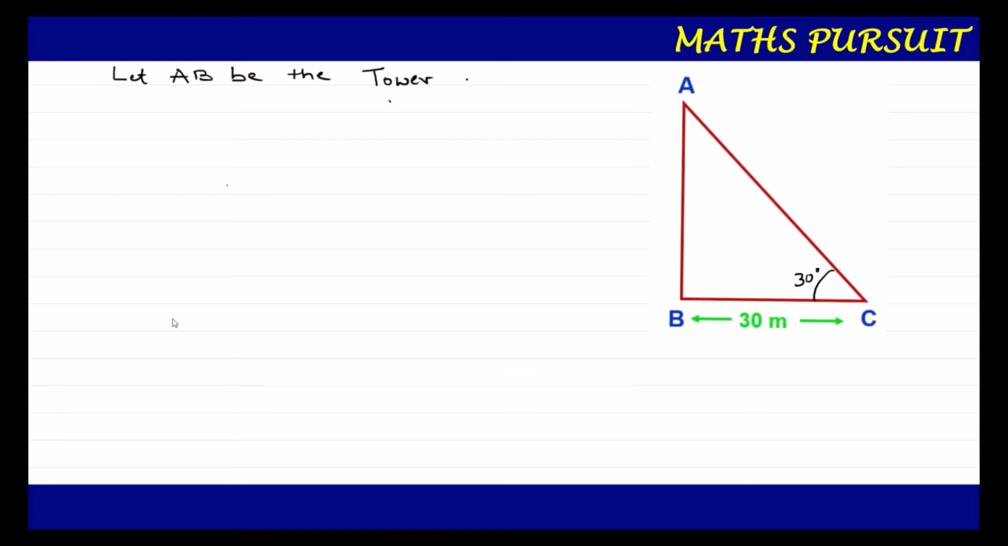Now, as per the question, we need to find out the height of the tower. That means we are going to find out this one, AB. So let's see how we can find out the height of the tower. Now guys, if you look into the diagram, we have here BC and we need to find out AB.